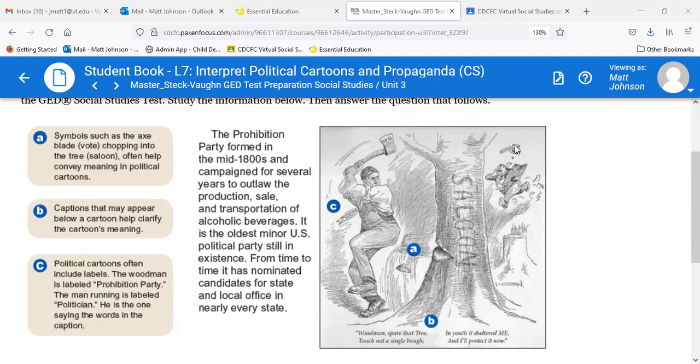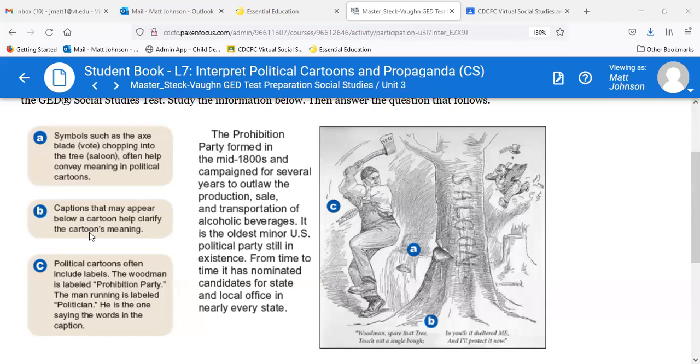He's back up here in the corner. And that's him speaking in the bottom, saying, "Woodman, spare that tree, touch not a single bough. In youth, it sheltered me, and I'll protect it now." So basically what's happening here is that the American citizen is going to enact prohibition with their vote. That's sort of the main political idea. So the vote is cutting down the saloons, right?